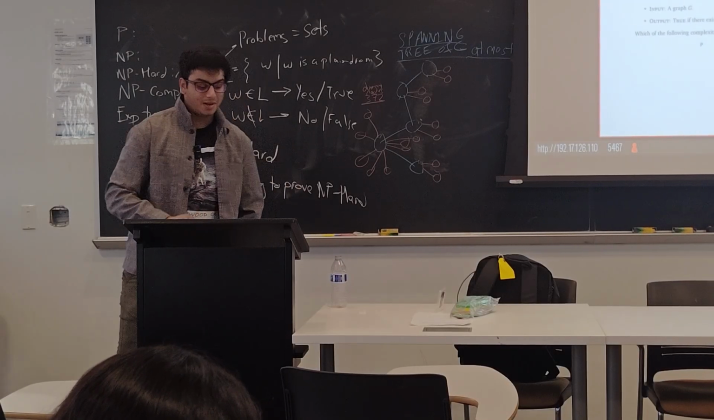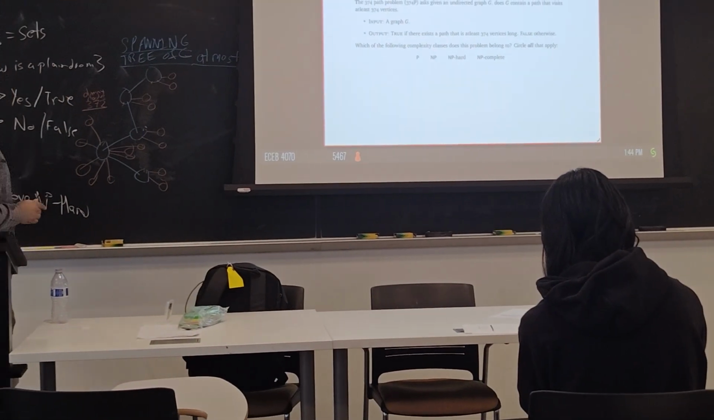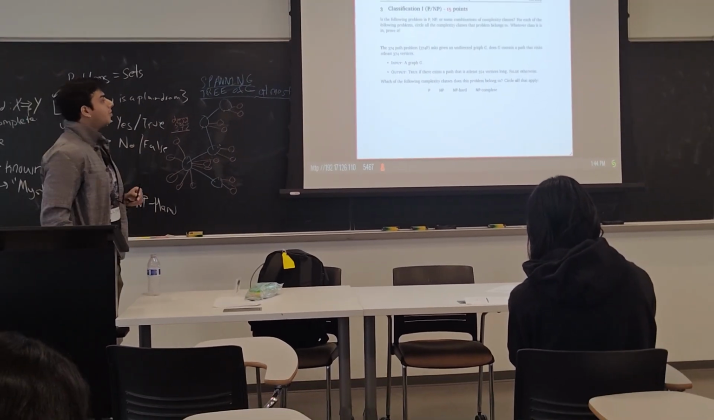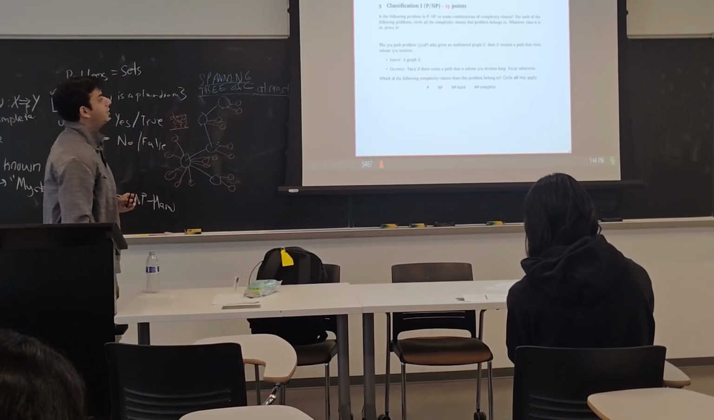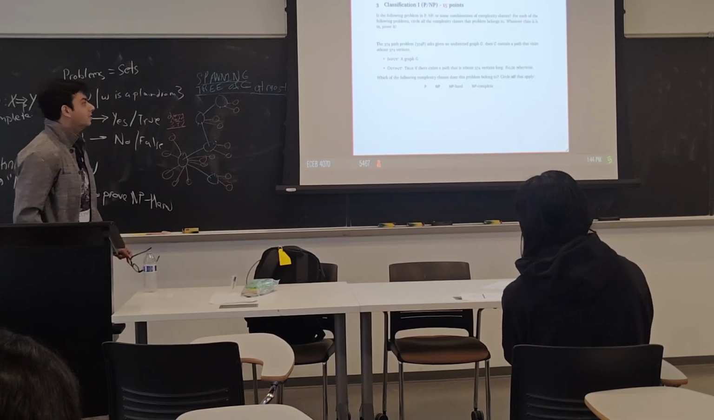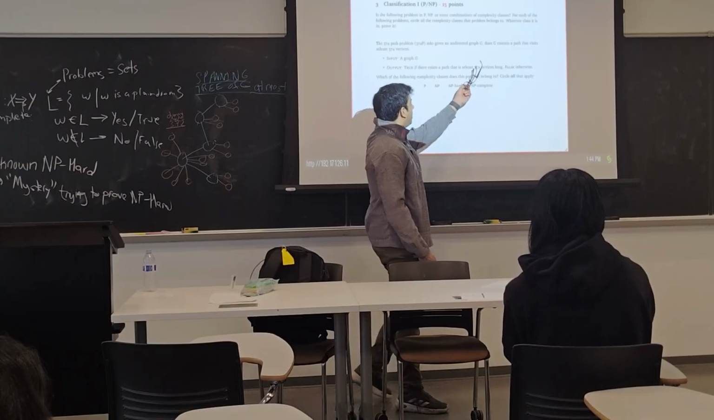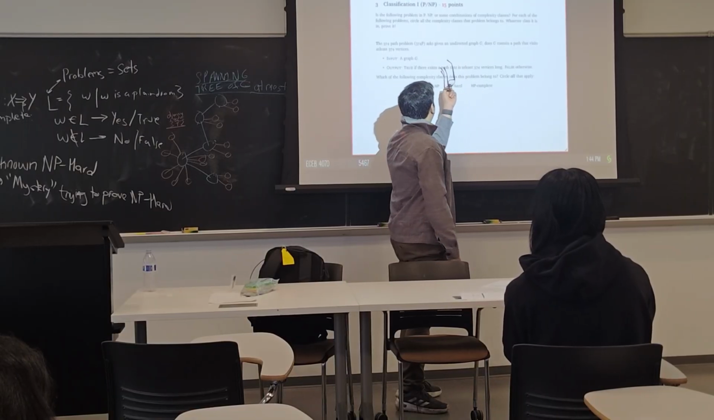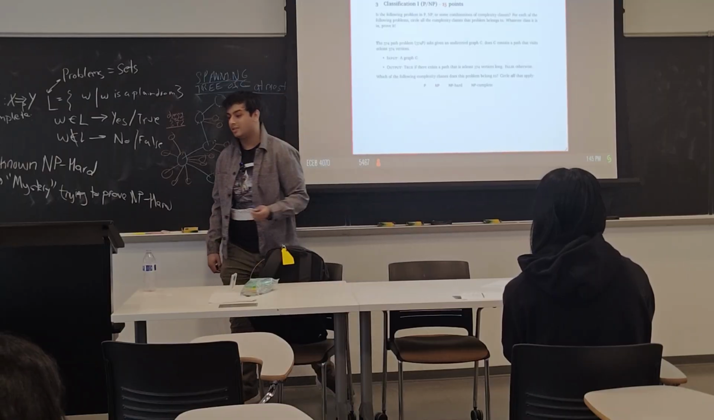Okay, take a look at this problem. Classification. Is the following problem in P, NP, or some combination of the complexity classes? For each of the following problems, circle the complexity classes that it belongs to. Your input is a graph G, and your output is true if there exists a path that is at least 374 vertices long.